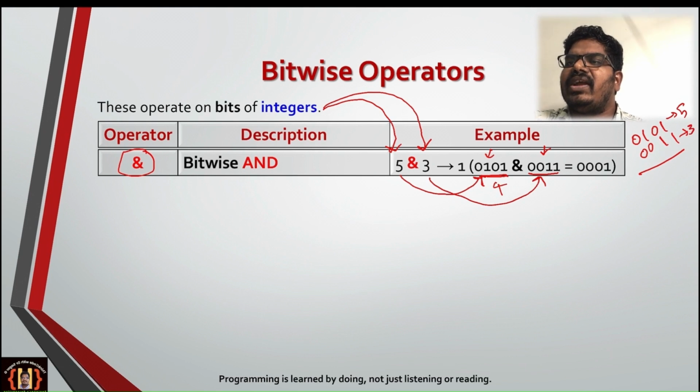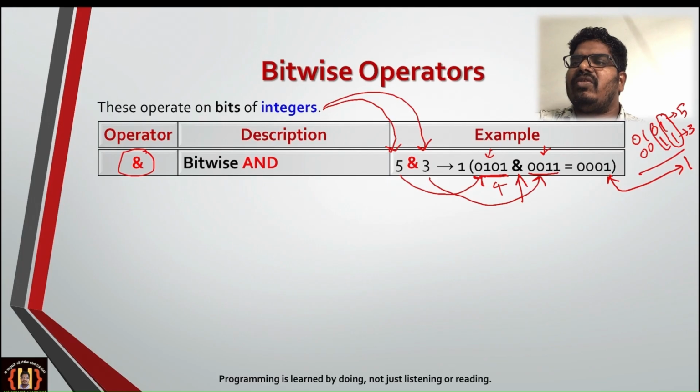When both bits are 1, the AND operator returns 1. It works bit by bit on the left-hand side and right-hand side. The last bit, the LSB, of 5 is 1, and of 3 it is also 1. That's the reason the LSB is 1 here. Next, one is 0 and the other is 1, so the result is also 0. And here one is 0 and the other is 0, so the result is 0, and here also 0. That's why we have the result 0001.